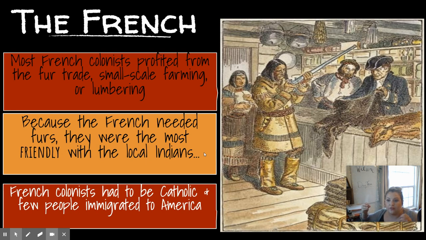There are furs that you can only access in North America that are softer, warmer, larger than anything you could have found in continental Eurasia or Africa, that are going to be particularly popular during this time period. So furs are going to become kind of the luxury of the time, and they had a monopoly on the market. French colonists also had to be Catholic.